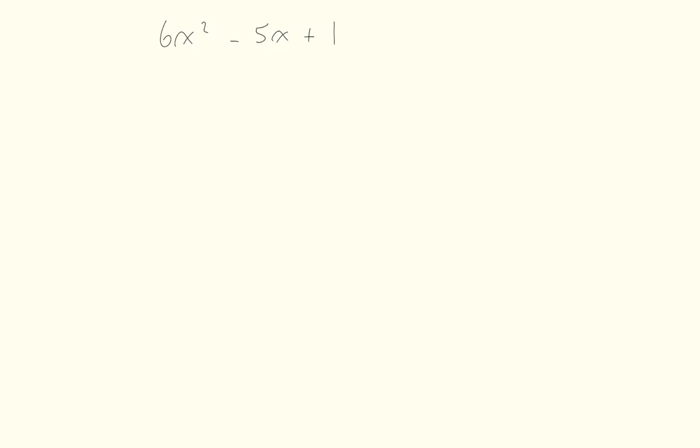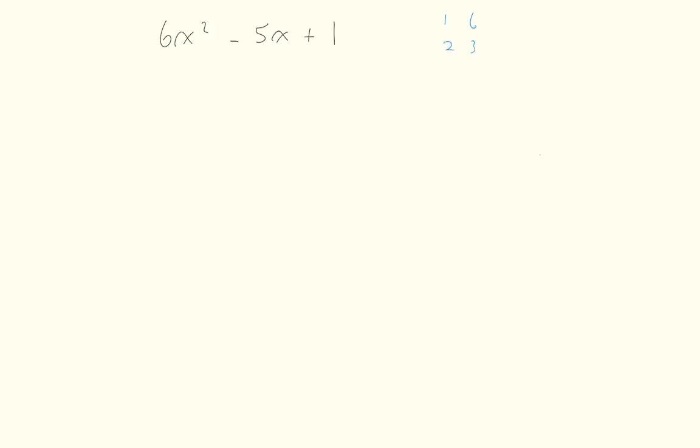Okay, so step 1, determine what a times c is. 6 times 1 is 6. So I'm looking for numbers that also multiply to 6 but add to negative 5x, right? Well, the list of things that multiply to 6 is not very long. 1 and 6, and 2 and 3, right?